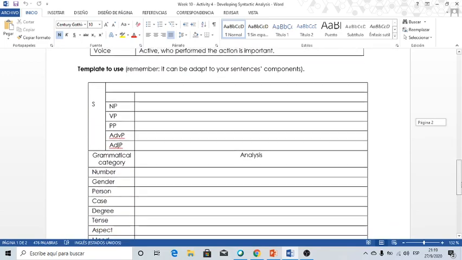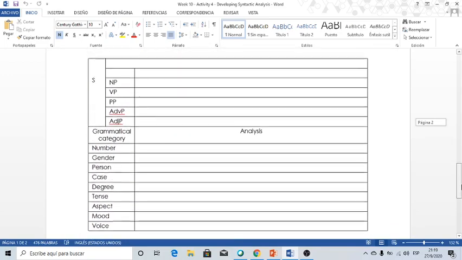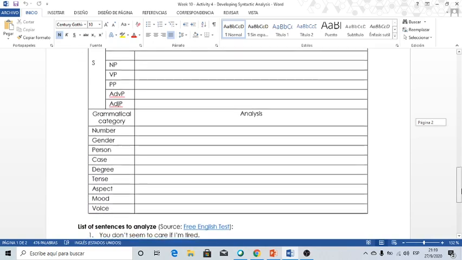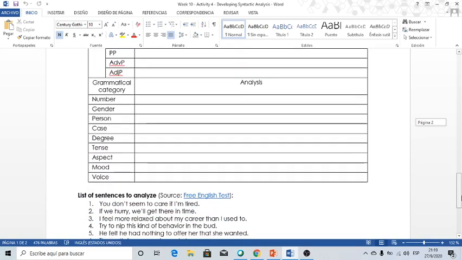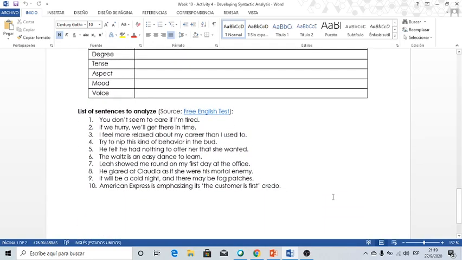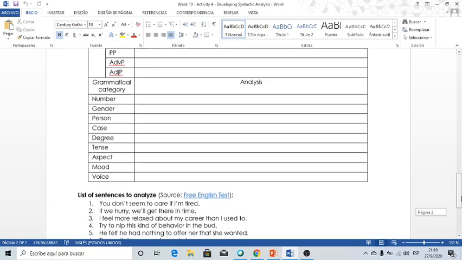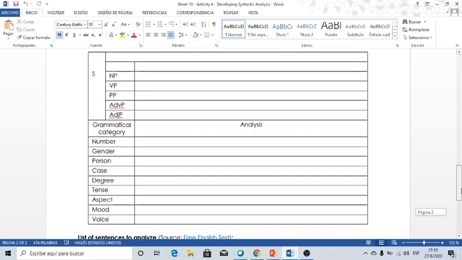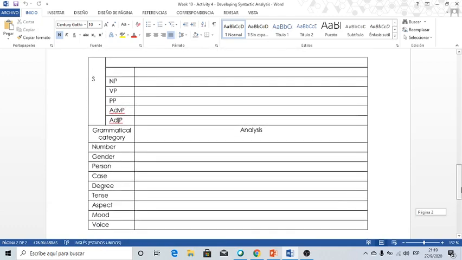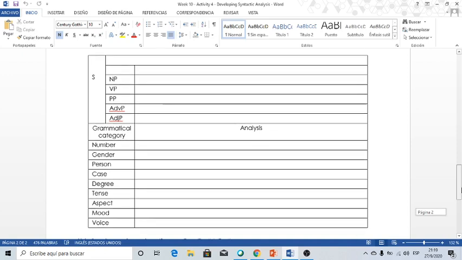There is going to be a template that you have to download. It's in the description of the activity, and that's the one that you're going to fill out with each of the sentences. You're going to work with this one. Don't get fooled by the number, because here we have only 10 sentences, but in reality, analyzing each one will take a little bit long, because you have to fill out all of the characteristics in this chart. That's why collaborating in group is going to be very important for this activity.